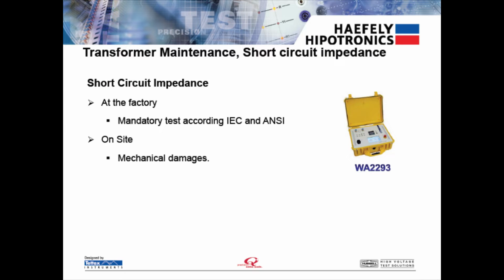Short circuit impedance is another test requested from ABB. We developed it in the interest of testing transformers during service. This is the test that now the IEC and ANSI mandate for transformers. When performed on site, you can show mechanical damages within the transformer. And this is the only test that you have to do a different connection for. You change around a few of the clips and short out some positions.